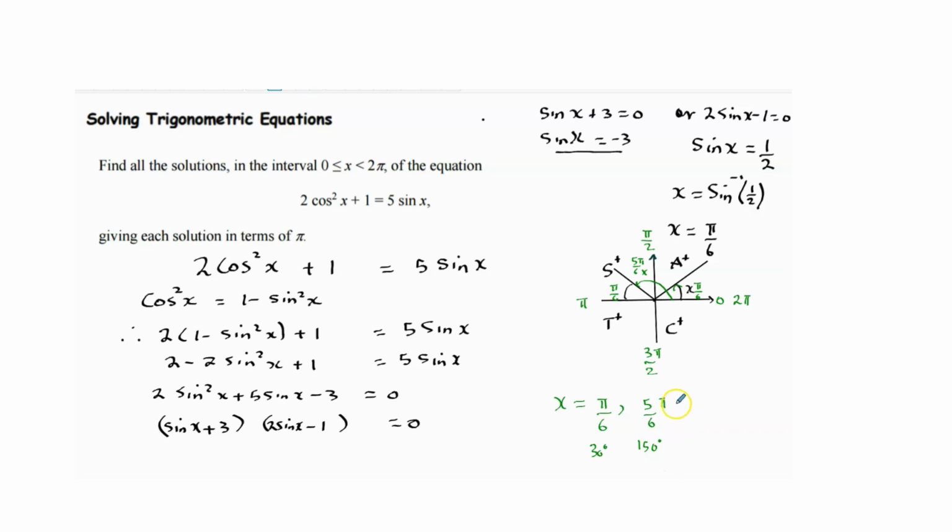So it means that the solutions are in the range here, which is pi over 6 and 5 pi over 6. There are no other solutions, because if we carry on around and make a complete turn, we would reach the 2 pi, so we would already be out of the range. So these are the two solutions.